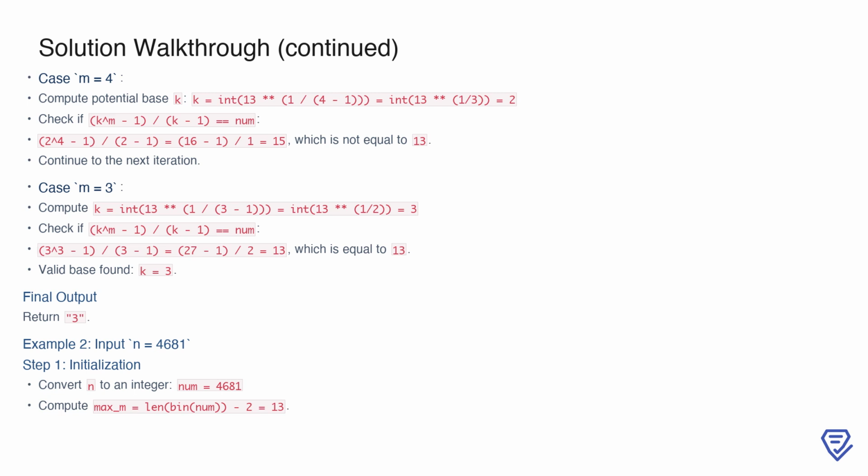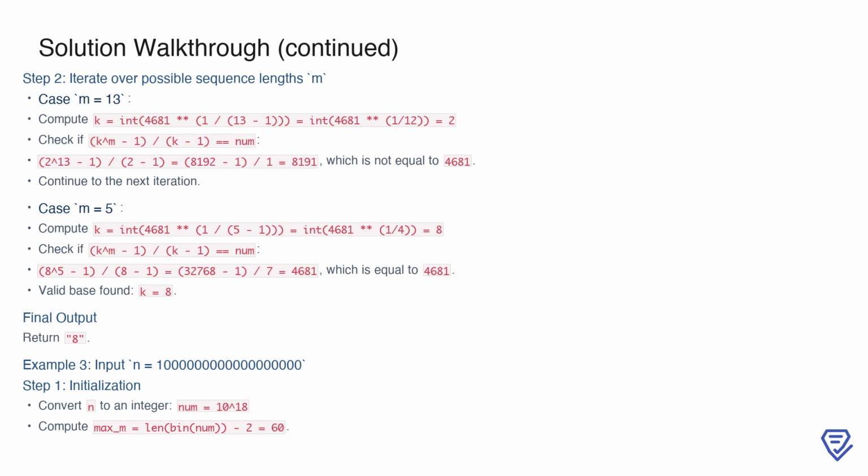For m equals 3, the computed base is k equals int(13^(1/(3-1))) equals 3. Substituting k equals 3 into the equation, we find (3^3 - 1)/(3 - 1) equals 13, which matches our target n. Thus, we have found a valid base, k equals 3, and the output for this example is 3.